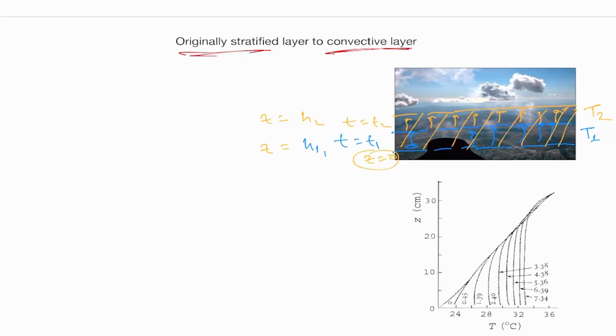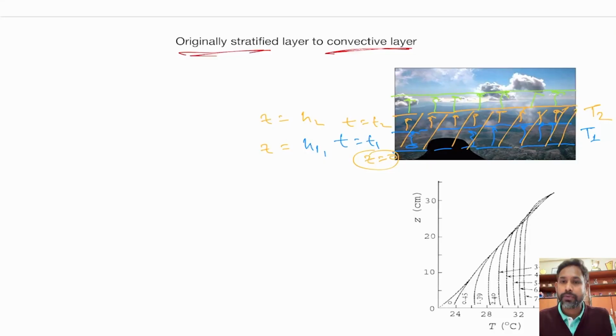Now with further increase in time, this convection continuously happens, it continues, right? And that is why this thickness of the convective layer increases further. So here you can call z equal to h3 and time t equal to t3 and temperature has become T3. So this complete layer is now under that temperature T3.